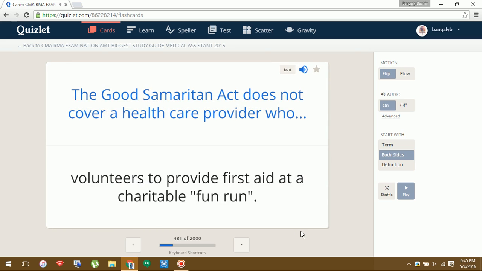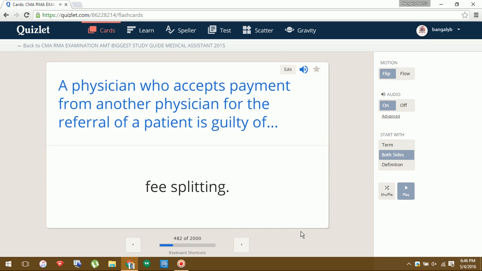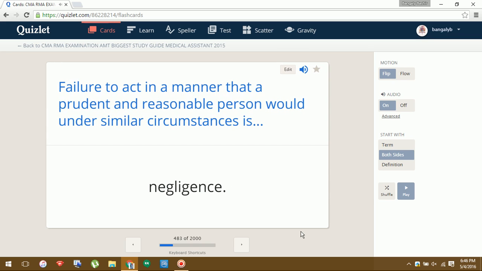The Good Samaritan Act does not cover a healthcare provider who volunteers to provide first aid at a charitable fund run. A physician who accepts payment from another physician for the referral of a patient is guilty of fee splitting. Failure to act in a manner that a prudent and reasonable person would under similar circumstances is negligence.